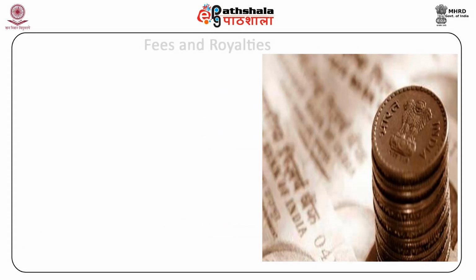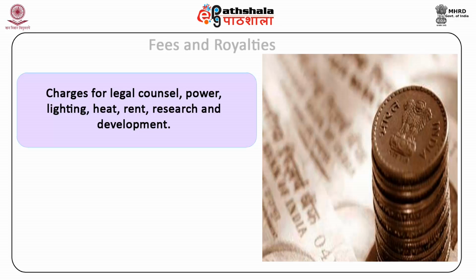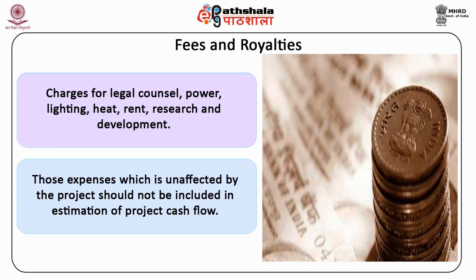Fees and royalties. Often a company will charge projects for many items such as legal counsel, power, lighting, heat, rent, and research and development. The charges appear in the form of fees and royalties. They are costs to the project, but they are a benefit from the standpoint of the parent firm. From an economic point of view, the project should be charged only for the additional expenditures that are associated with the project; those expenses which are unaffected by the project should not be included in the estimation of project cash flow.